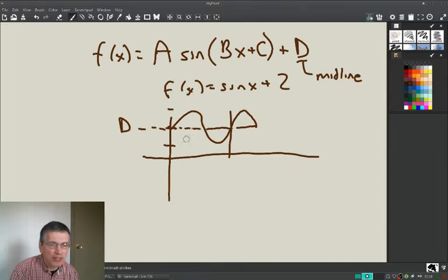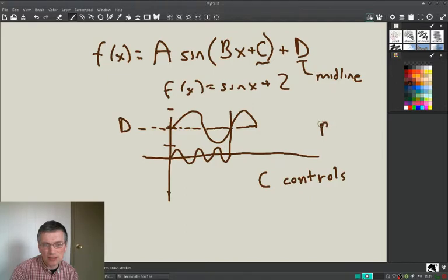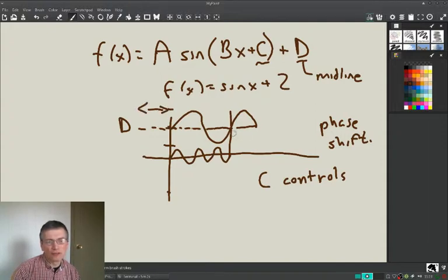The last thing, that's pretty straightforward. If D were negative, it would be below the line. Typically, D is 0, and we just have our sine function, which oscillates about the x-axis. The last thing we're going to talk about is C, and C controls the phase shift. It's sometimes called phase shift, and sometimes just the phase. Phase shift pushes the whole curve back and forth this way.